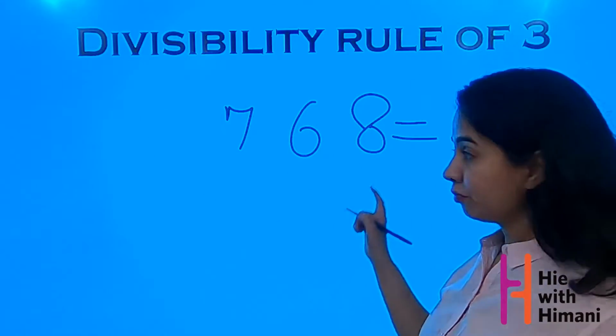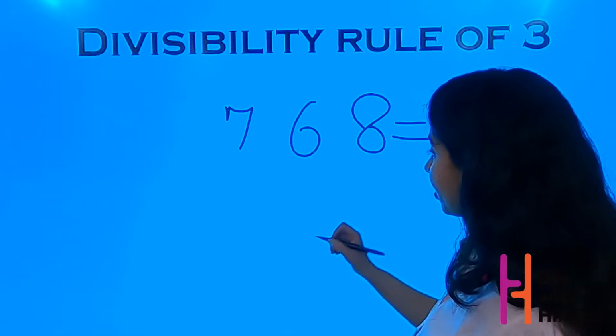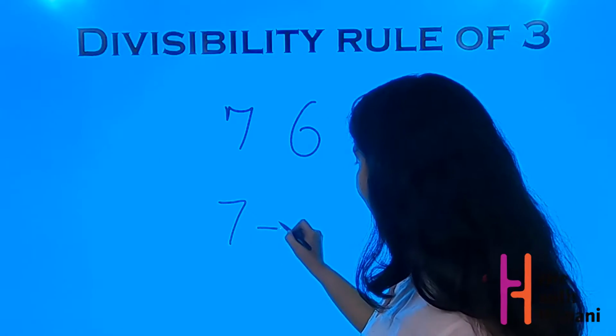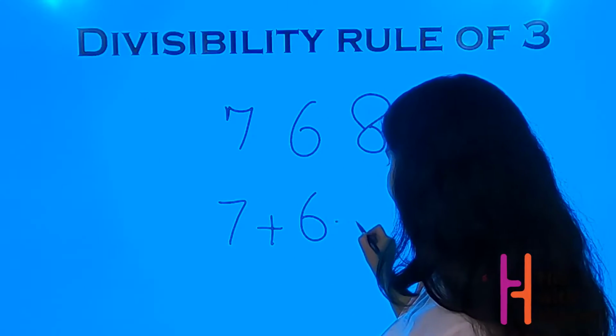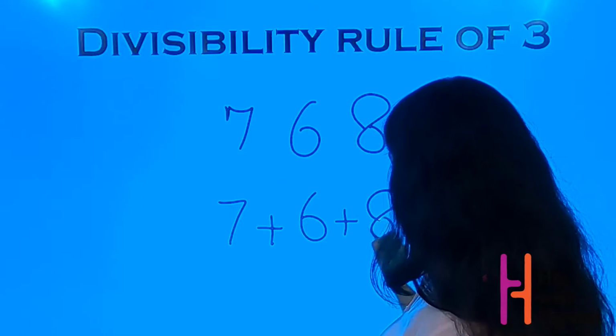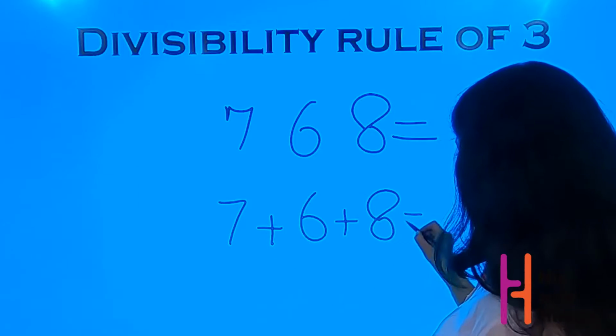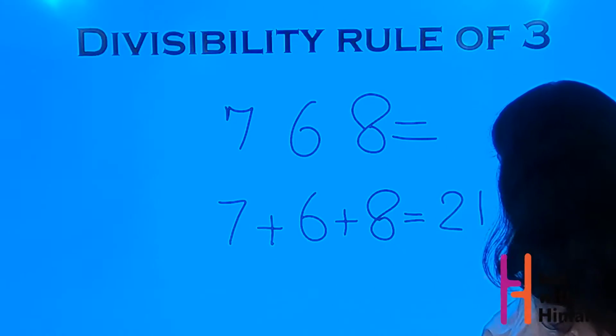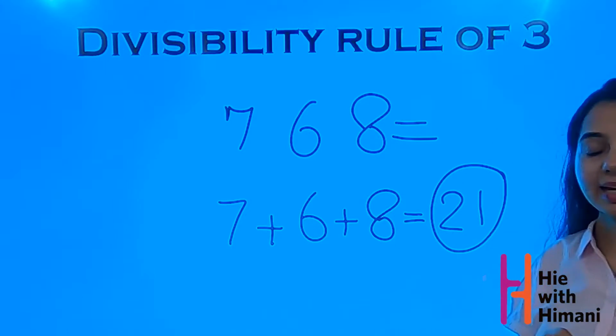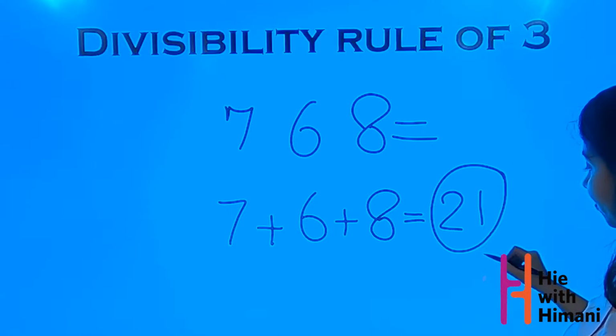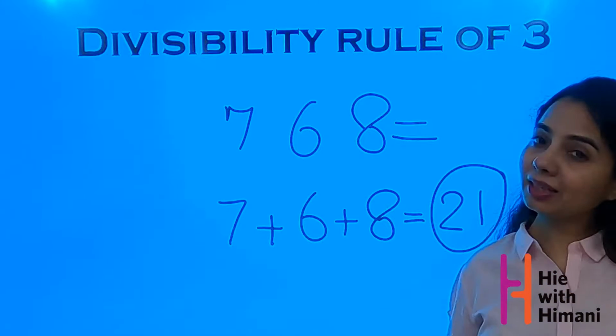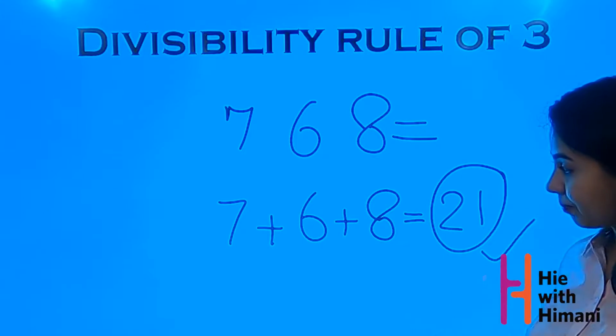We have to check for 3. So we will add these numbers: 7 plus 6 plus 8. That will come out to be 21. 21 is divisible by 3. We can say yes, the number is divisible by 3.